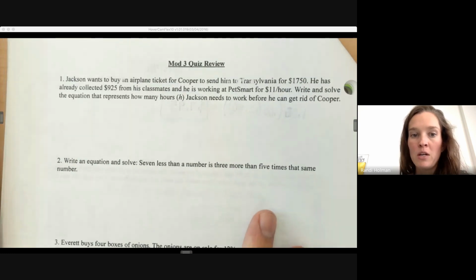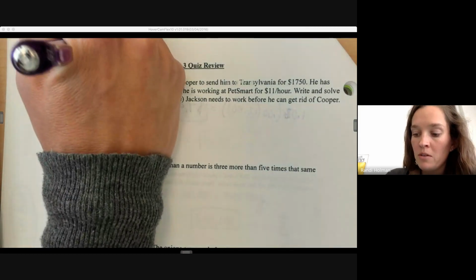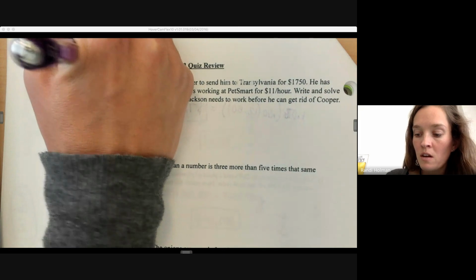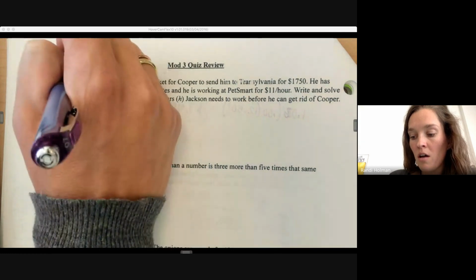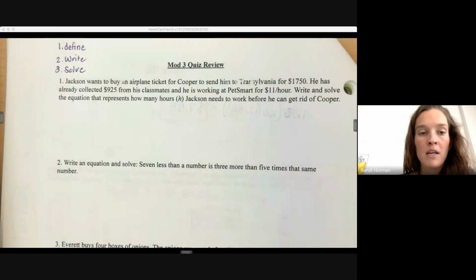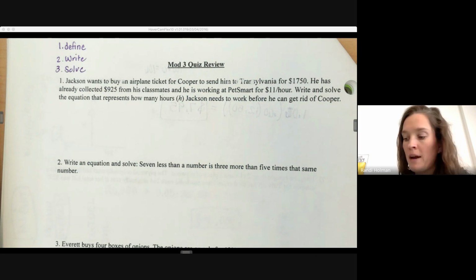If you're writing an equation or inequality, first thing is make sure you define your variables. Then write your equation or inequality, then solve. And just a reminder, several of these problems you can solve without writing an equation, but that's not our goal here. Our goal here is to use the algebra to write and solve equations. So make sure you're practicing that skill. Okay, so let's take a look at number one.